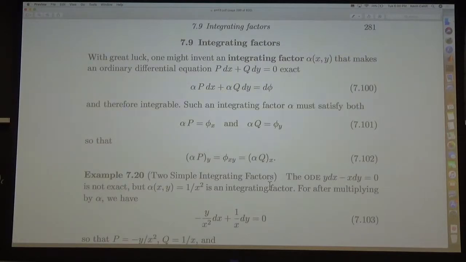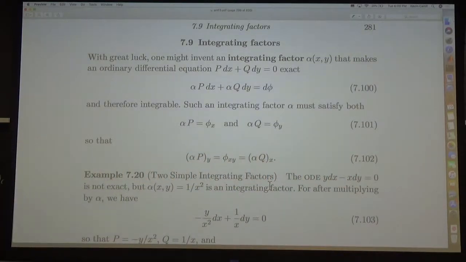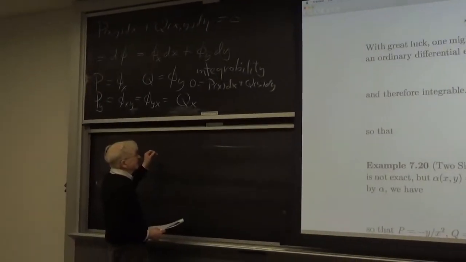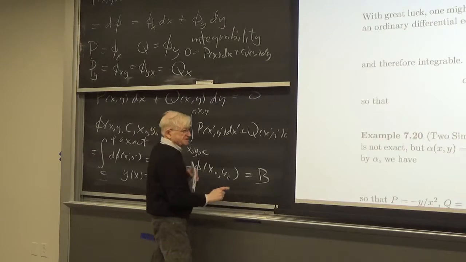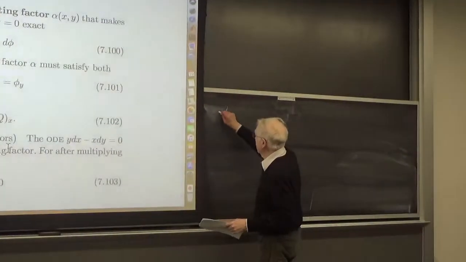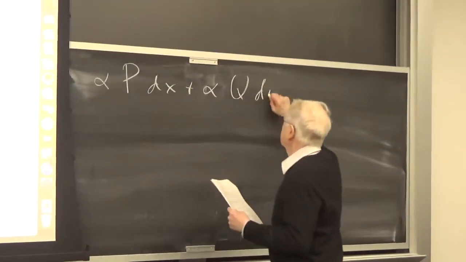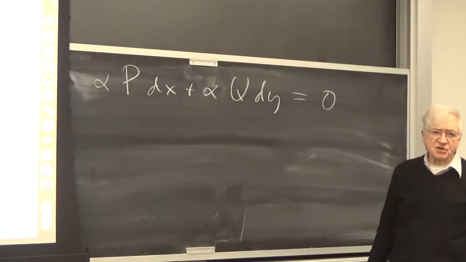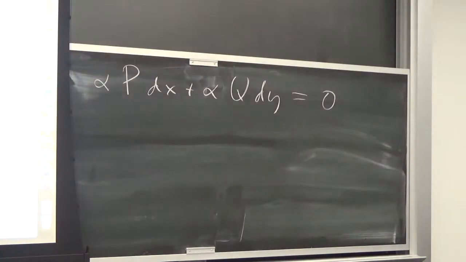Now, sometimes one gets lucky and can find an integrating factor. Maybe I want that on the board for a moment, so I'm going to go over here and use this board. What an integrating factor alpha is, you take alpha p dx plus alpha q dy, so you multiply your differential equation by alpha, and the idea is you pick an alpha that makes the equation exact.